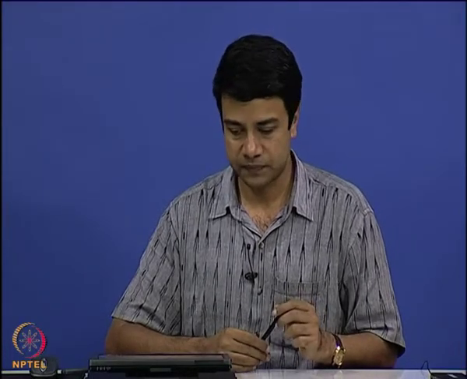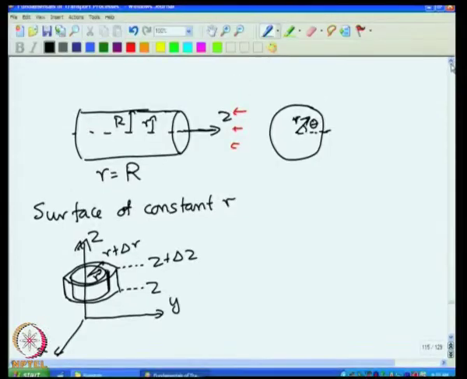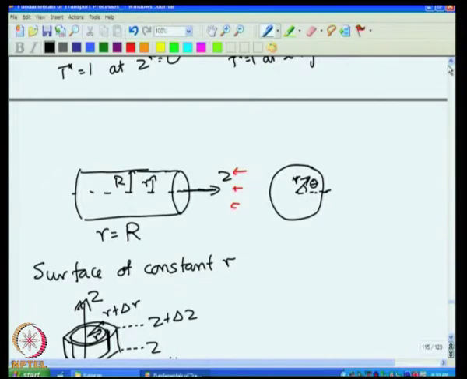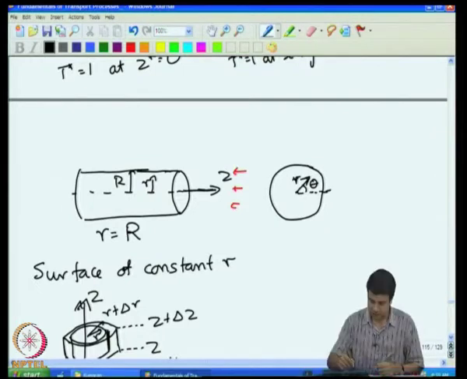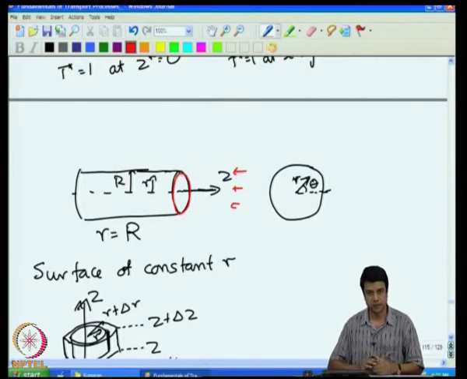Therefore, we look at other kinds of coordinate systems where the bounding surfaces are at constant values of that coordinate. In the particular case of the flow through a pipe, for example, you would consider a surface where the surface of the pipe is at a fixed value of radius. In this particular case, the surface of the pipe is at r is equal to capital R, at a fixed value of the radius.